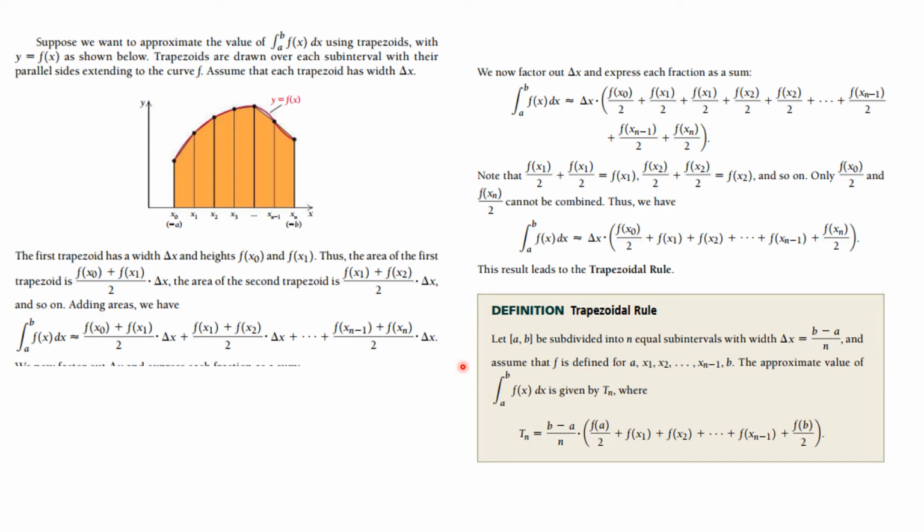Let the closed interval [a, b] be subdivided into n equal subintervals, and the widths are common. It is delta x equal to b minus a over n. And we assume that f is defined for a, x1, x2, all the way up to b. So the approximate value of the integral is given by T sub n. And T sub n is equal to b minus a over n times, and this is the expression that we have. This is very easy to compute, and that's another thing that is very attractive about this. In fact, this is easier to compute than the other approaches that we've talked about so far.